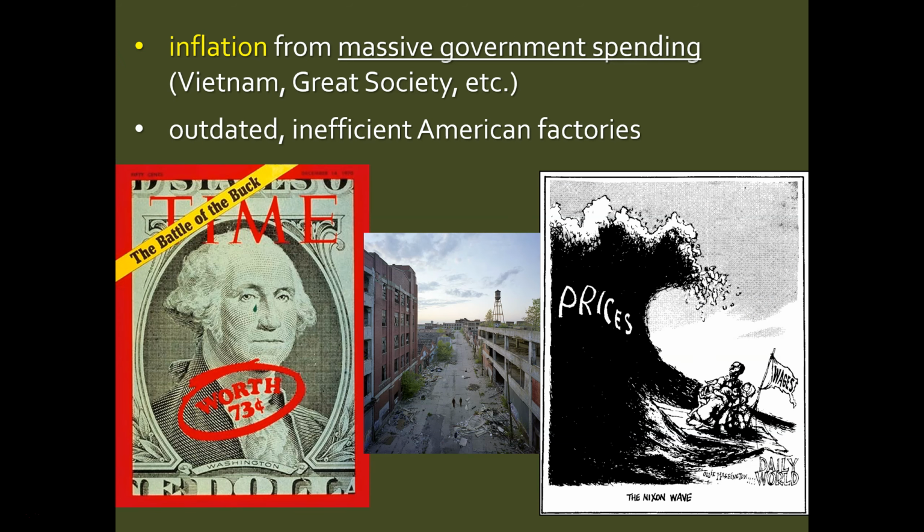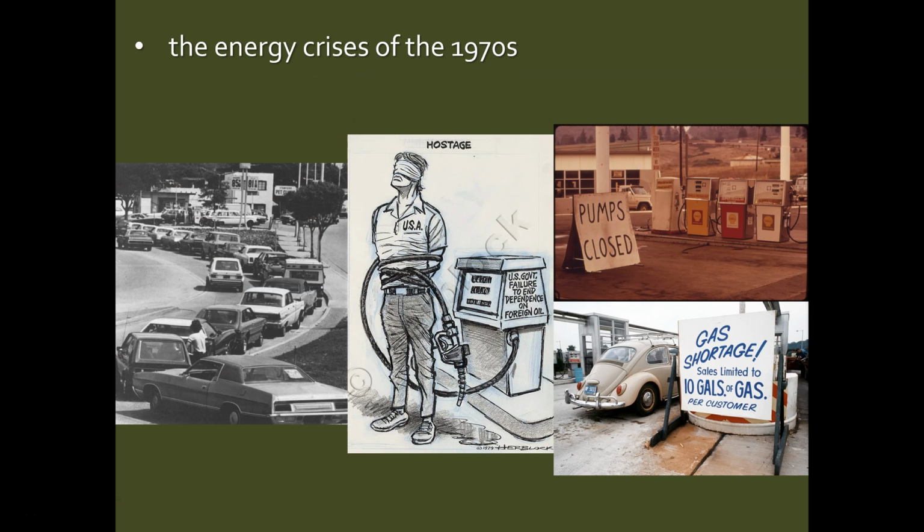And then you have the inflation from massive government spending. So this is the reality of government spending. When the government starts spending tremendous amounts of money, it causes inflation. And the government was spending tremendous amounts of money, right, on the Vietnam War and the Great Society at the same time. You also had inefficient factories that were outdated in America because, again, we didn't see foreign competition as a thing, and so we had no incentive to improve our factories until it was too late. And so prices are going up, American products are not competitive, American workers are not competitive, and you have a perfect storm of economic problems.